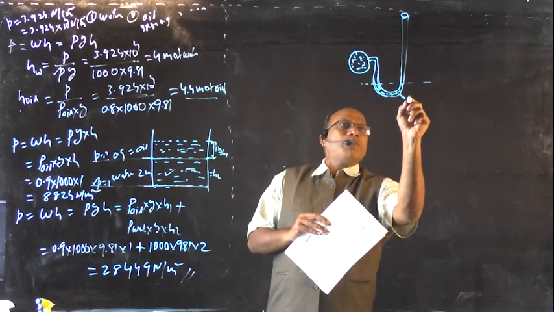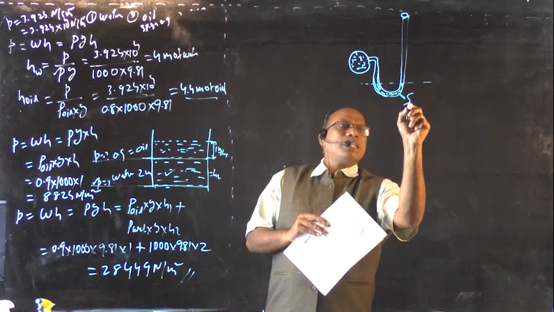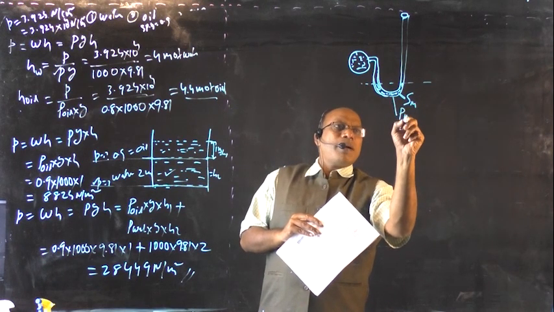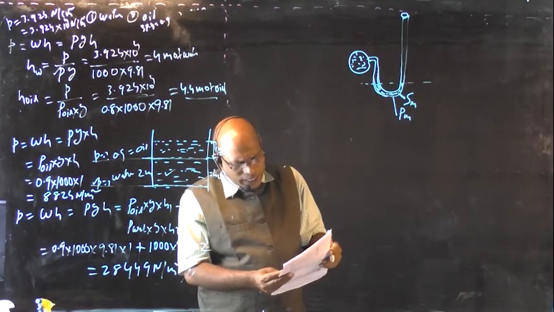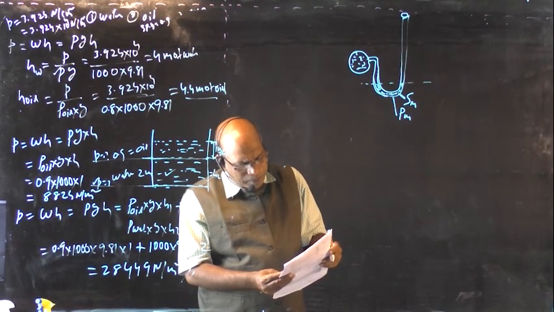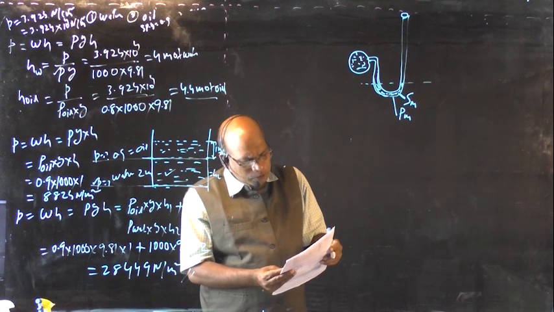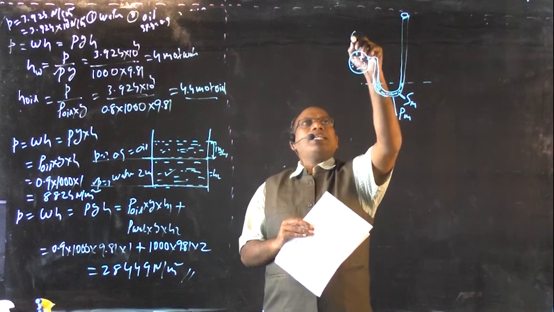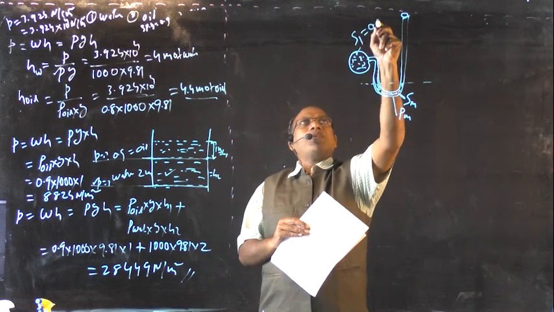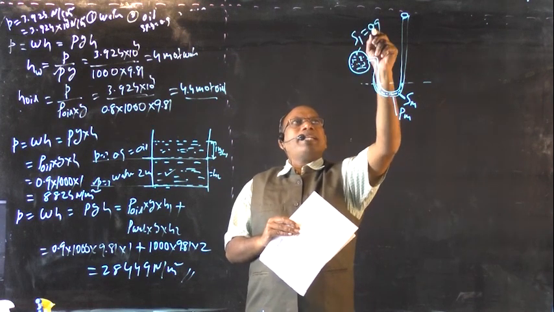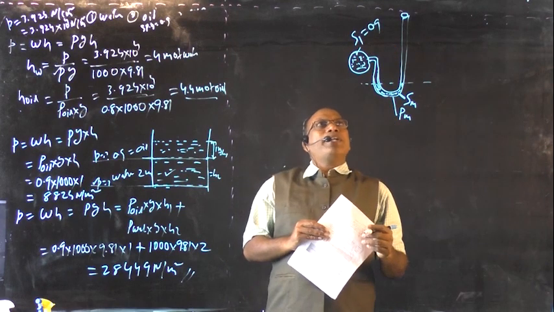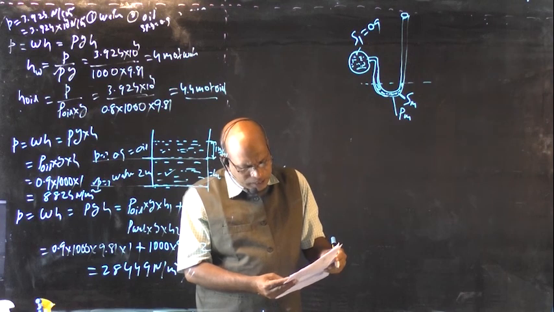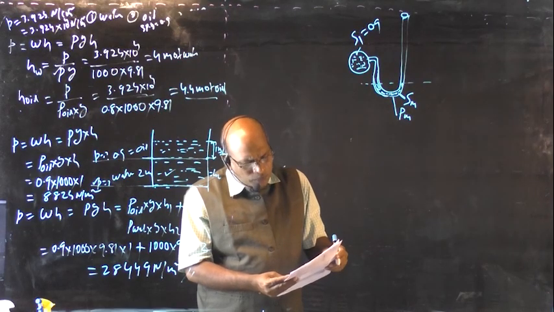The specific gravity of the mercury is Sm, and the density of the mercury is rho m. While the left limb is connected to a pipe in which the fluid has specific gravity S1, the specific gravity of the fluid flowing in the pipeline, which is given as 0.9. The center of the pipe is 12 centimeters below the center of the mercury.